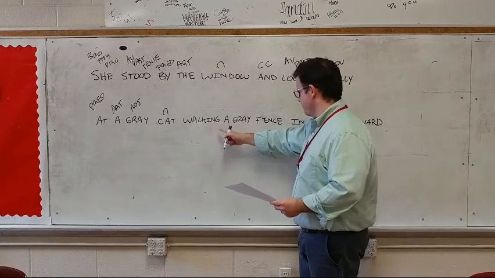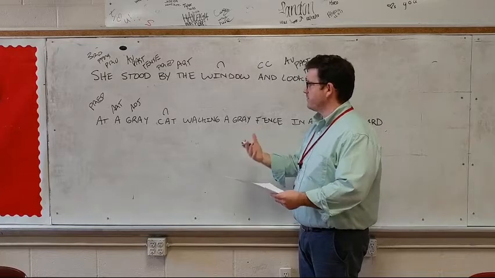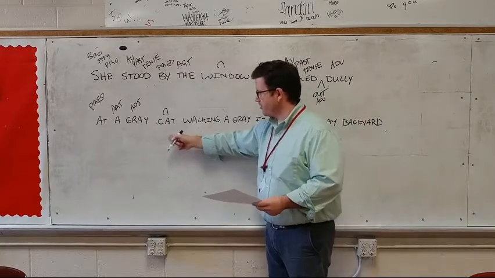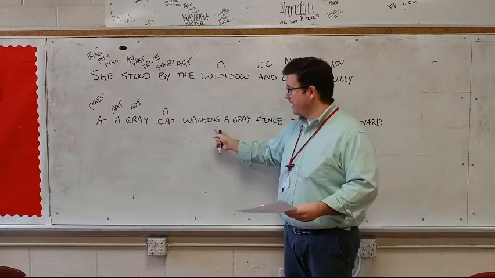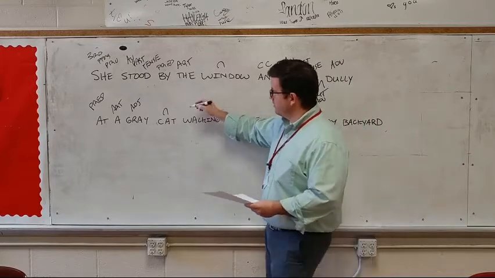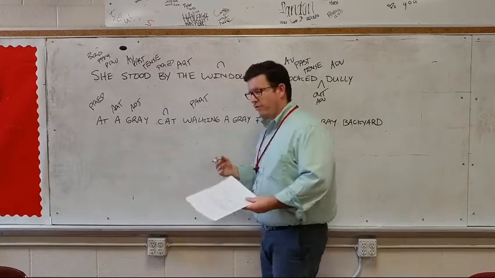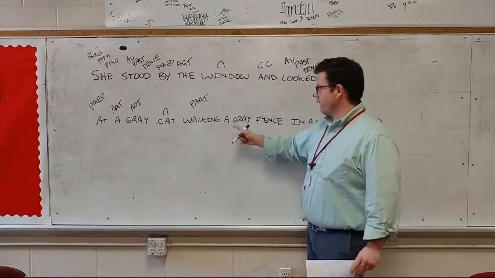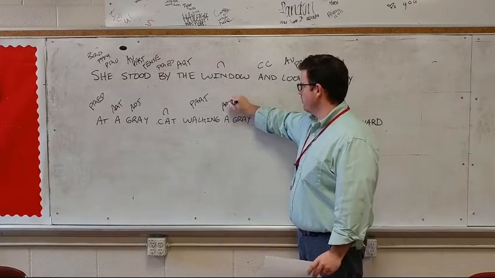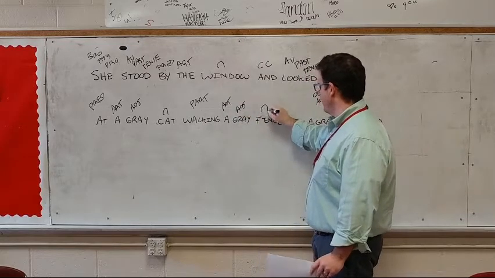Now, walking serves the same purpose as an adjective. It describes the cat. It tells me more information about the cat, but walking usually is a verb. Walk is a verb, but with this ing on the end of it, that turns it into a participle. Anytime you have a verb that describes something, it's a participle. All right, so I've got this a again. That's an article. Gray is still an adjective. Fence here would be a noun.